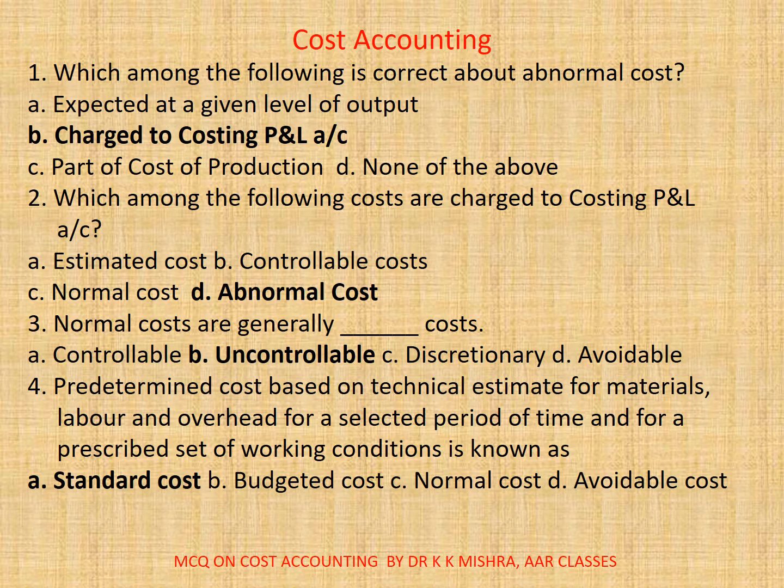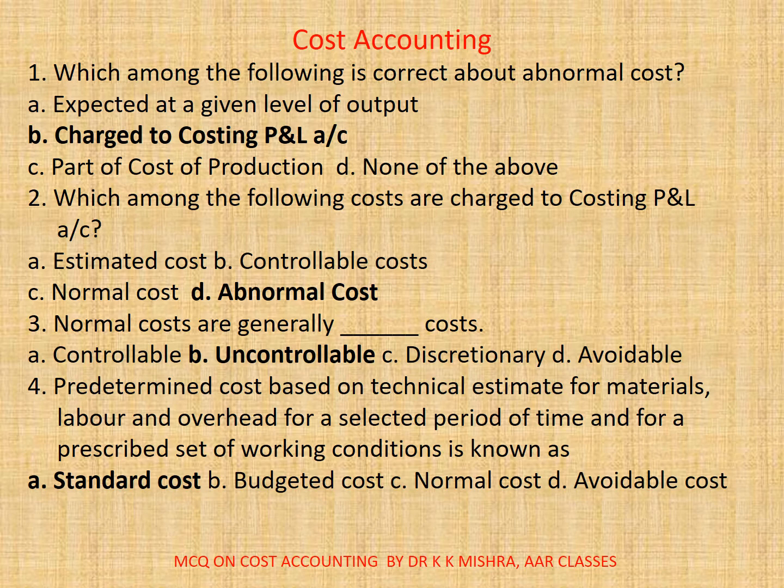2. Which among the following costs are charged to costing P&L account? A. Estimated cost. B. Controllable costs. C. Normal cost. D. Abnormal cost. A correct option is D. Abnormal cost. 3. Normal costs are generally dash costs. A. Controllable. B. Uncontrollable. C. Discretionary. D. Avoidable. Correct option is B.